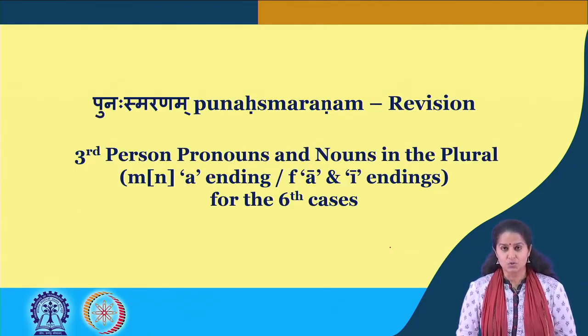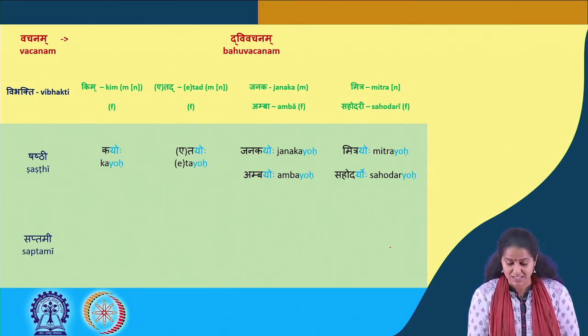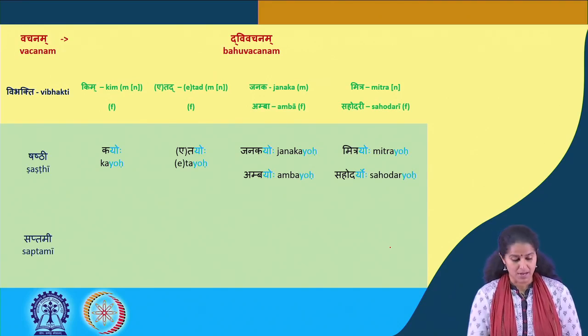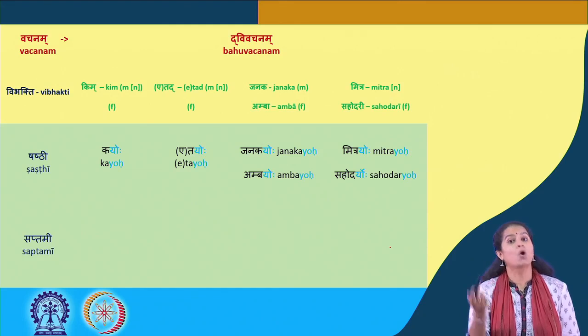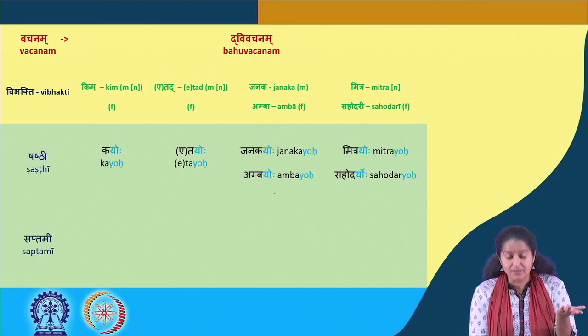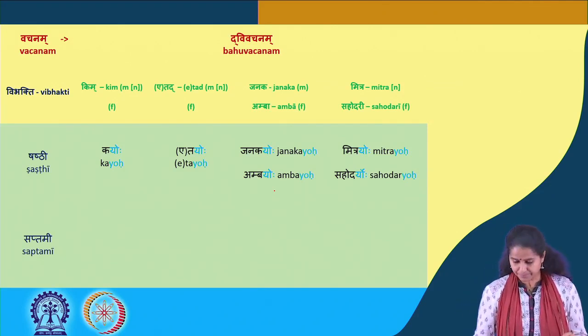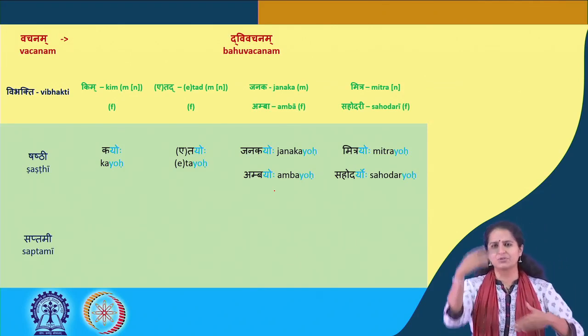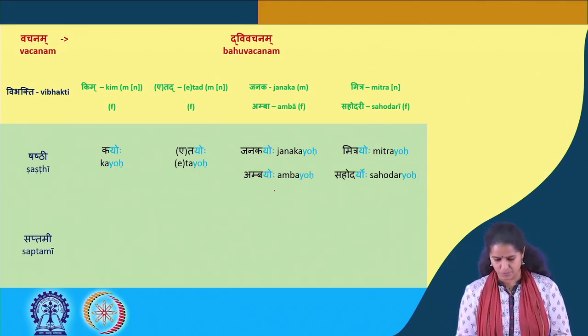Let's move on to do a recap of this. And what do we see here? We see that for the Shashti, irrespective of whether it's a masculine or a feminine or a neuter word, all of them get this form: kayoho, tayoho or etayoho, janakayoho or mitrayoho, and in the feminine it is ambayoho or sahodaryoho. Uttam. So it's all the same form there. And we've been seeing that the 6th and the 7th are similar, but that's something that we look at in the next lesson when we get there.